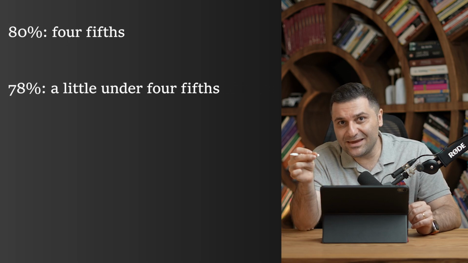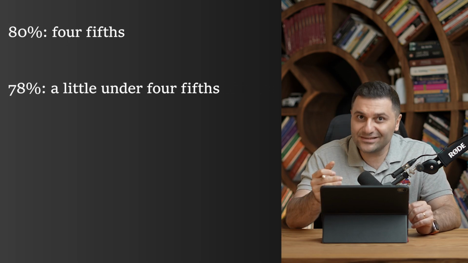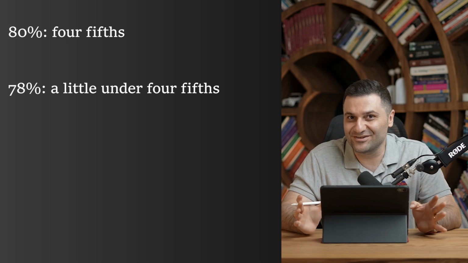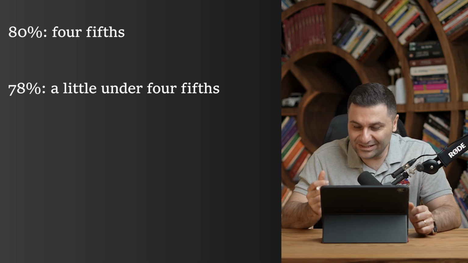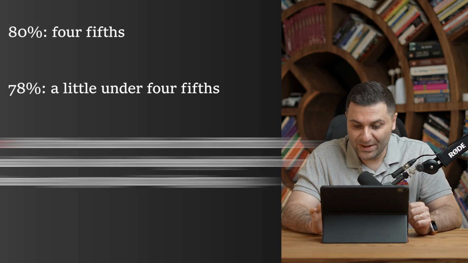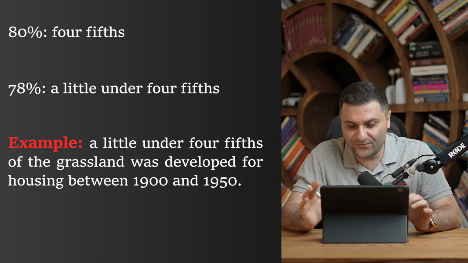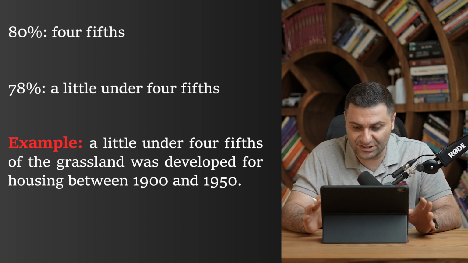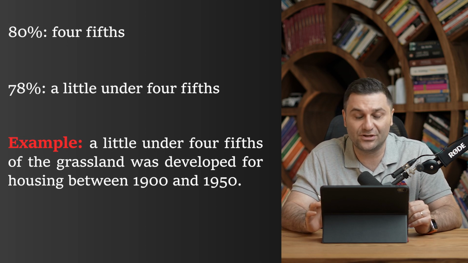All right. Instead of 80%, you can write 4/5. 4/5, right? And 78% is a little under 4/5. So you can see how interesting writing numbers is. A little under 4/5. Now, an example. A little under 4/5 of the grassland was developed for housing between 1900 and 1950.